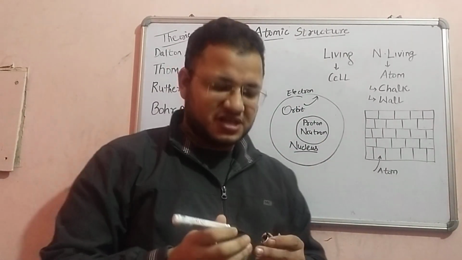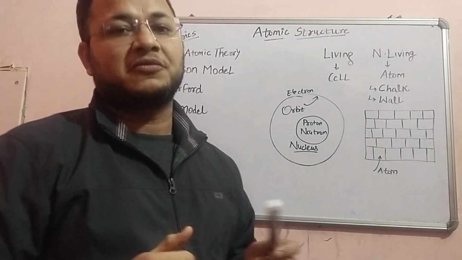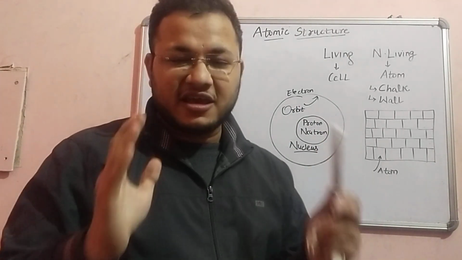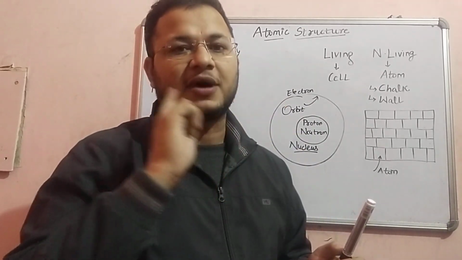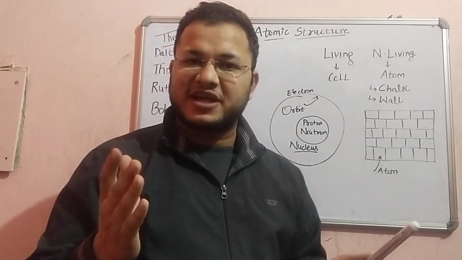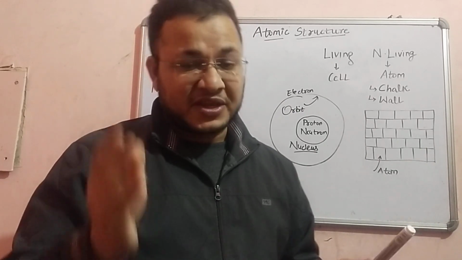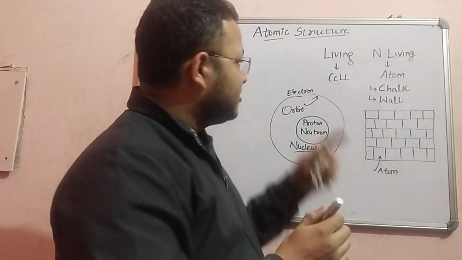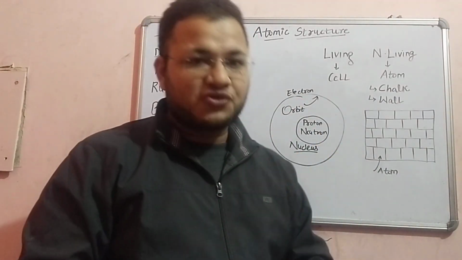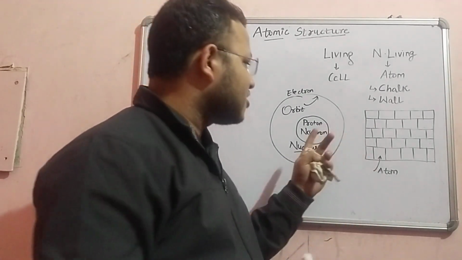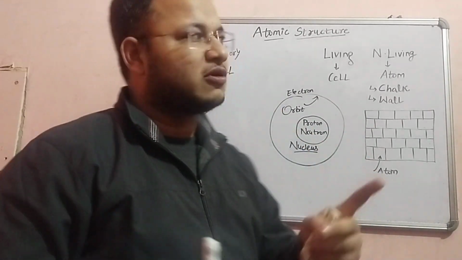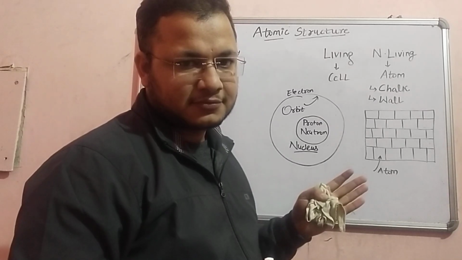If you have seen athletes running in a game, they run in a circular path. That circular path is known as a track. Similar to the track, electrons run in a circular path around the nucleus, and that circular path is the orbit.